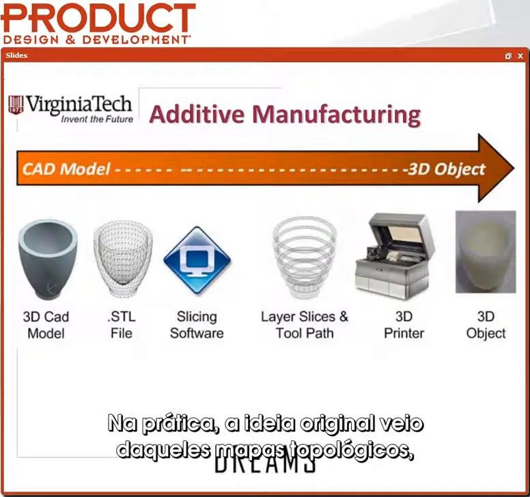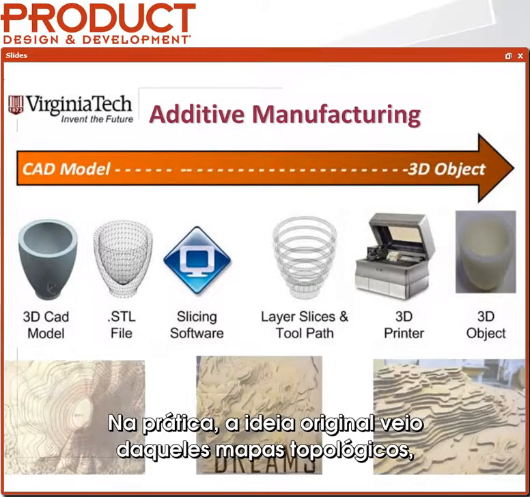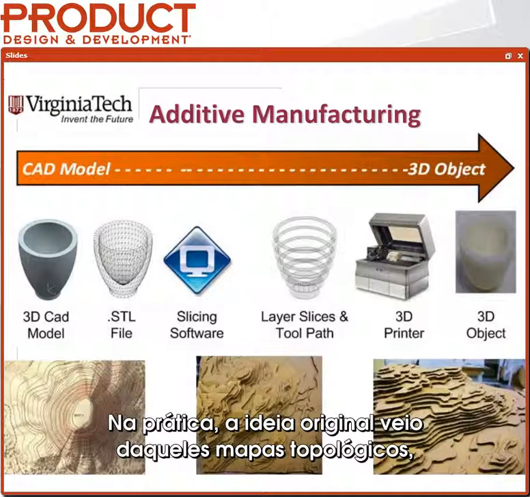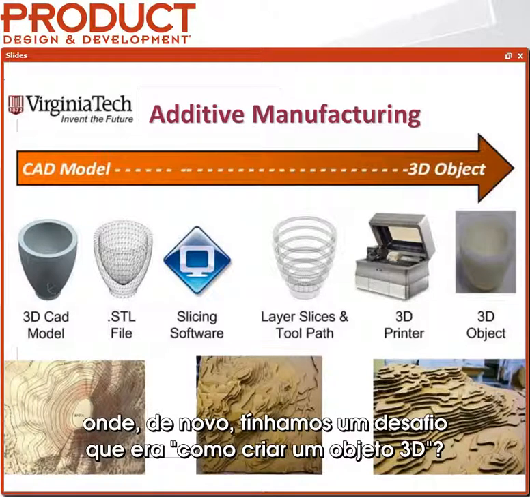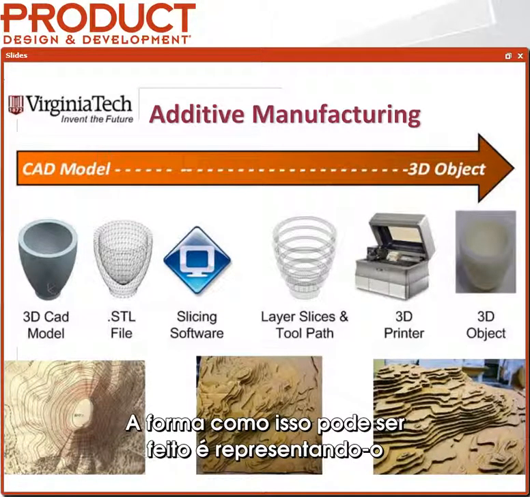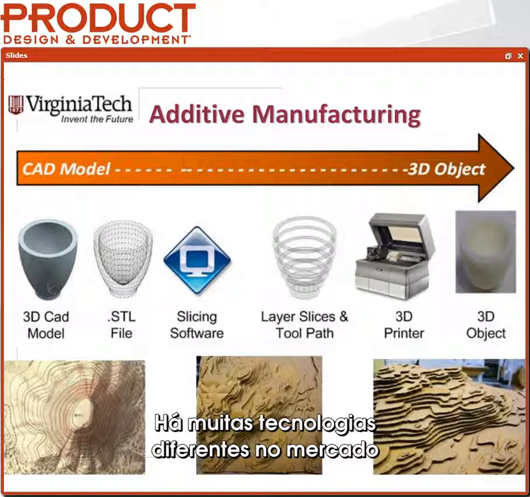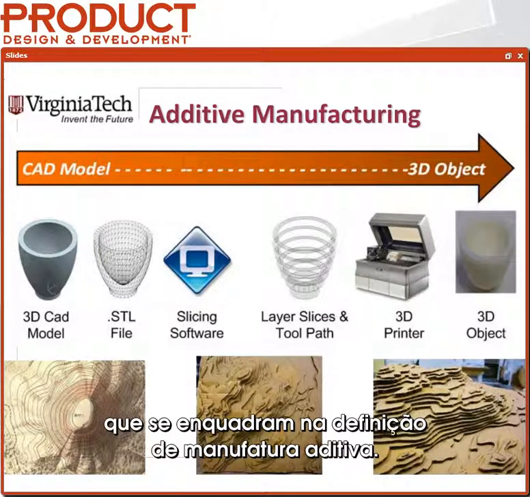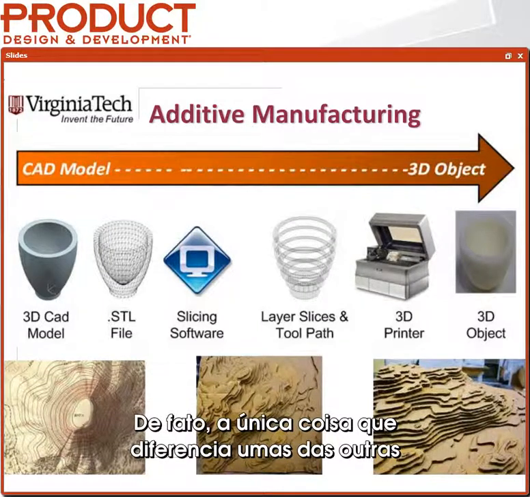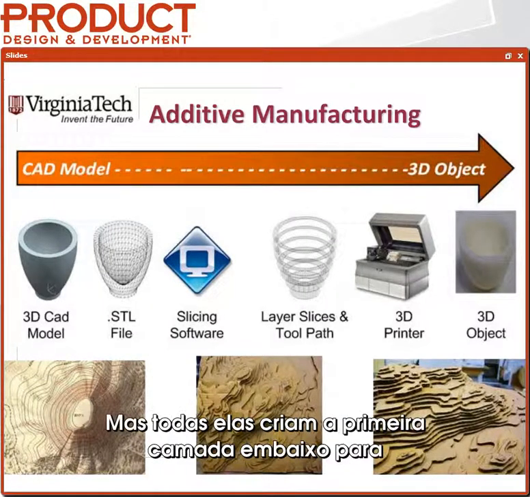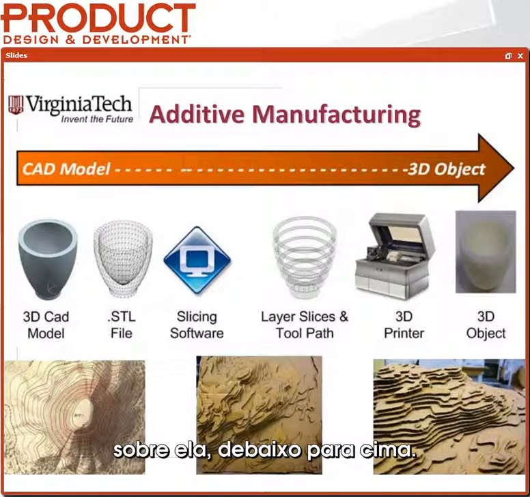In effect, the original idea came from these topology maps, where we had a challenge, which was how do you create a 3D object, and the way it can be done is by representing it by a bunch of stacked layers. Now again, there are a lot of different technologies on the market that all fall underneath this umbrella of additive manufacturing, and the only thing that differentiates them is the way in which they create each layer, but they all create the first layer at the bottom and then build upon that layer by layer from the bottom up.